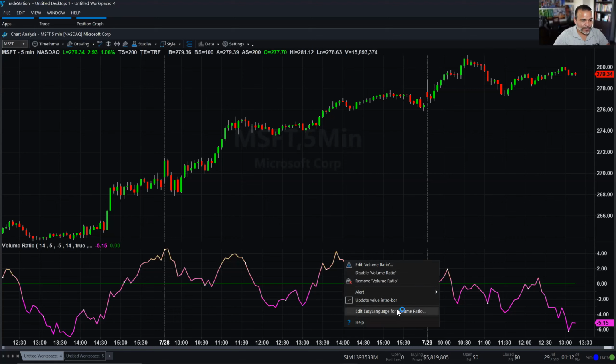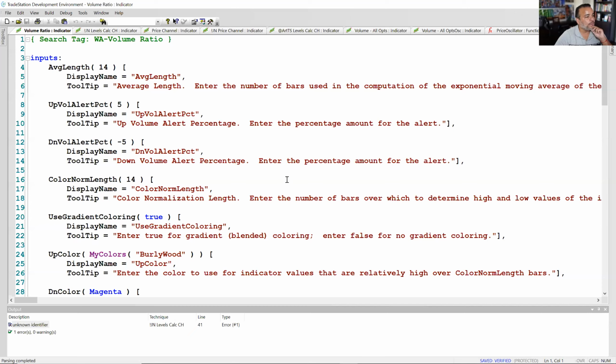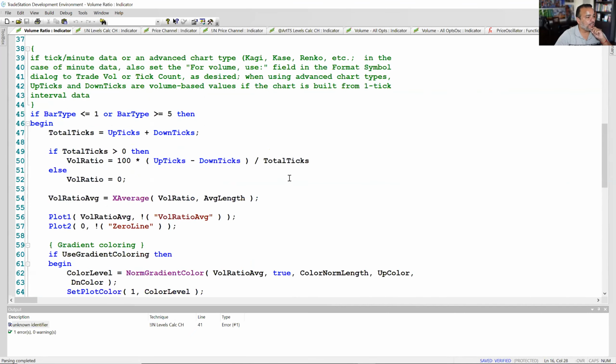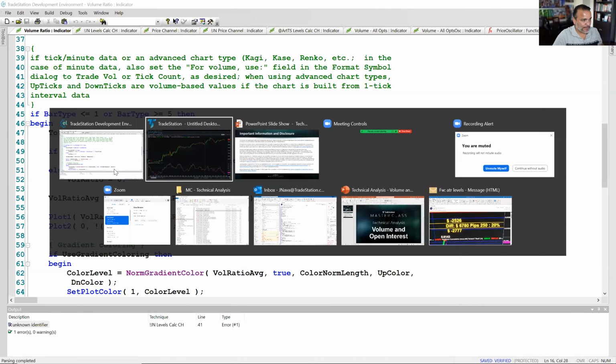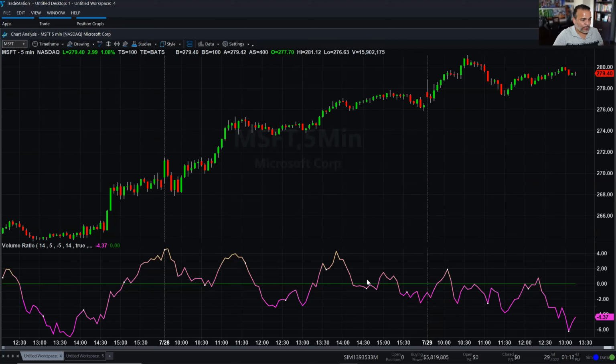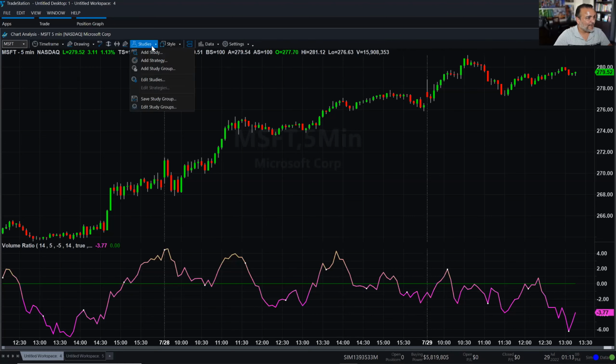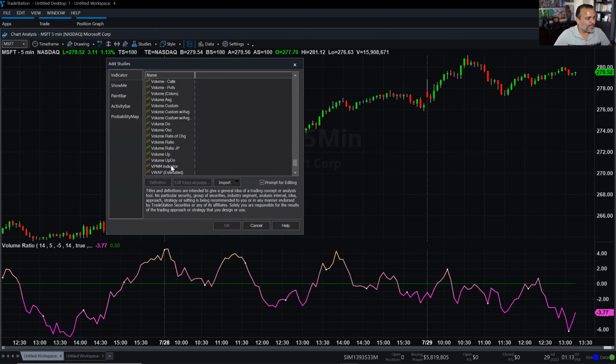What is this indicator telling us though? Let me open up the code and take a look at the ratio calculation. So the ratio is upticks minus downticks divided by the total ticks and gives you a ratio. So as the oscillator moves above zero or below zero, you know that you have more upticks than downticks. So it's a nice way of looking at who has the strength here, the upticks or the downticks. So interesting way of looking at volume. I think that's it. That's all our volume studies.